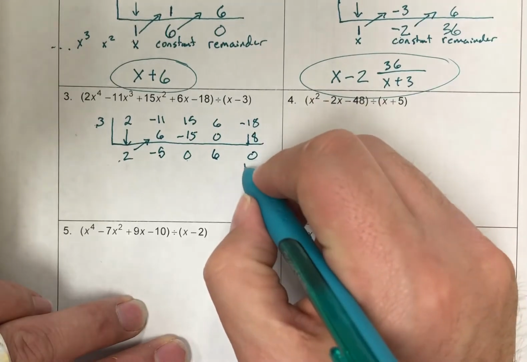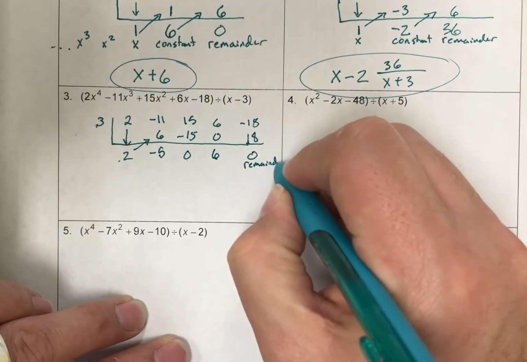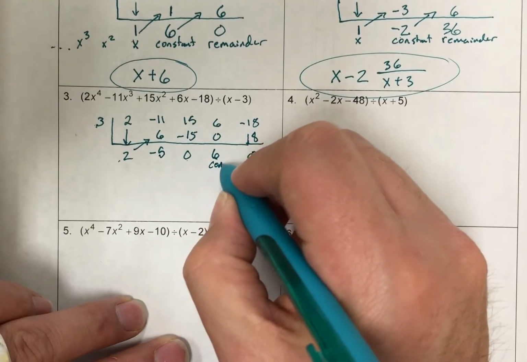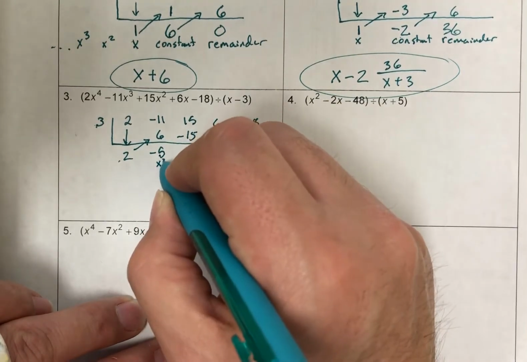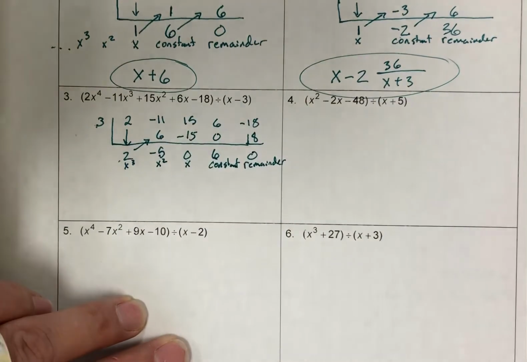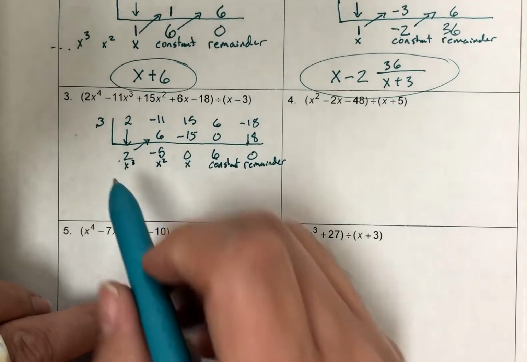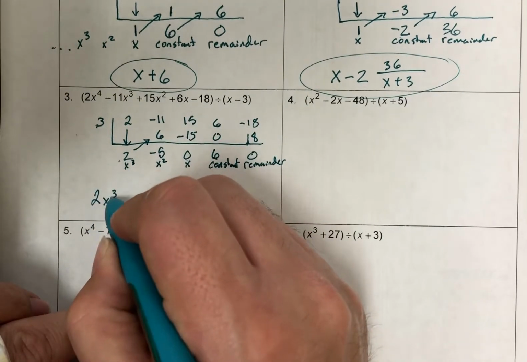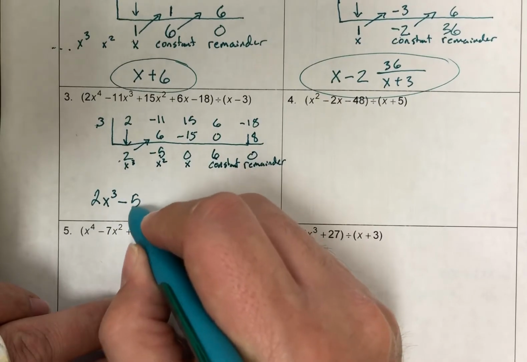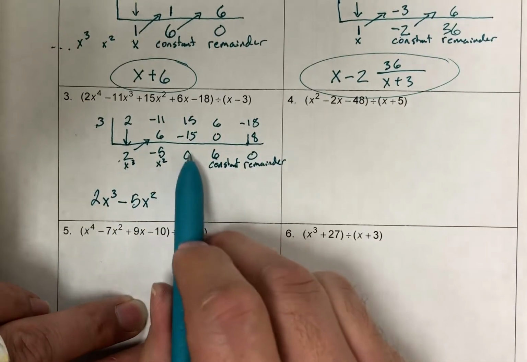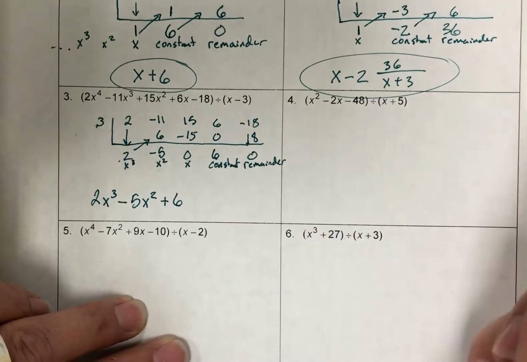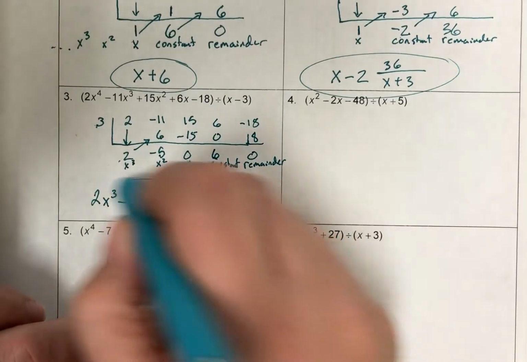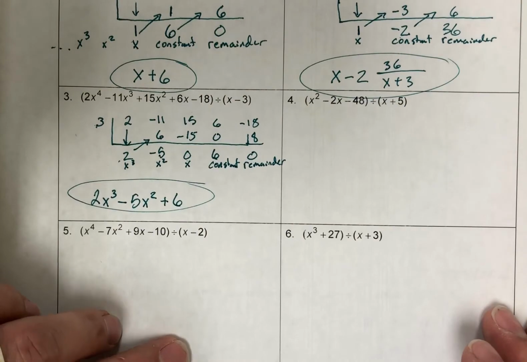So then again, remainder, constant, x term, x squared term, x cubed term. So we're going to have 2x cubed minus 5x squared. This is 0, so I don't need to write it, plus 6, and then there is no remainder, so that is my final answer.